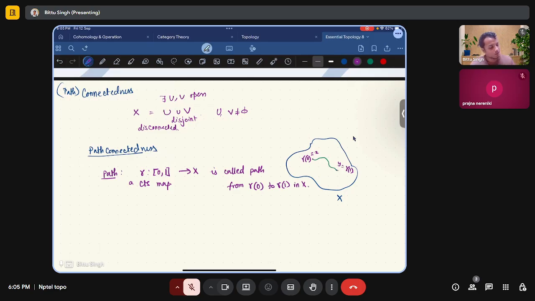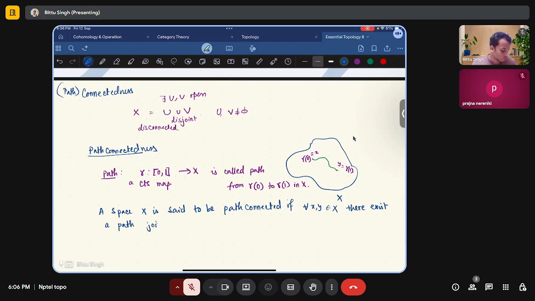And a space X is said to be path connected if for all x, y belonging to X, there exists a path joining x and y, that is, which starts at x and ends at y.